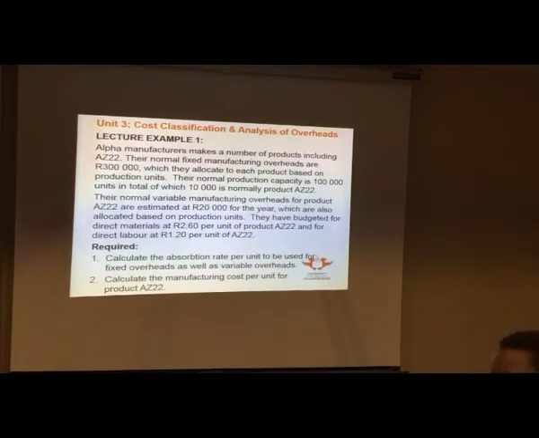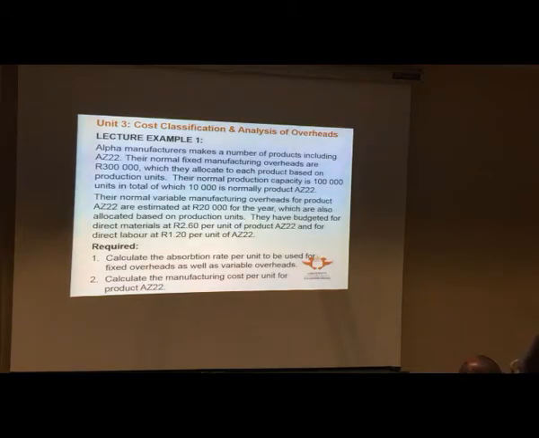The normal variable manufacturing overheads for product AZ22 is 20,000 a year, which is also allocated based on production units. So your total variable manufacturing overhead is 20,000. For how many units? 10,000 units. Therefore, how much a unit? 2 Rand a unit. That's your variable manufacturing overhead.